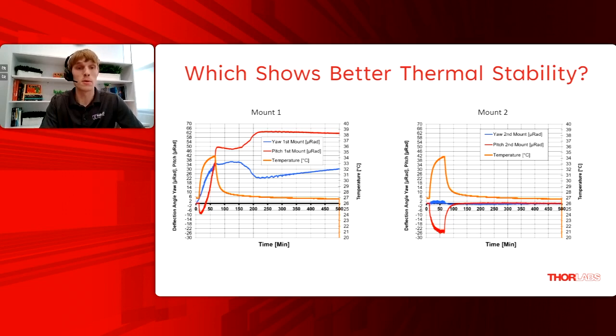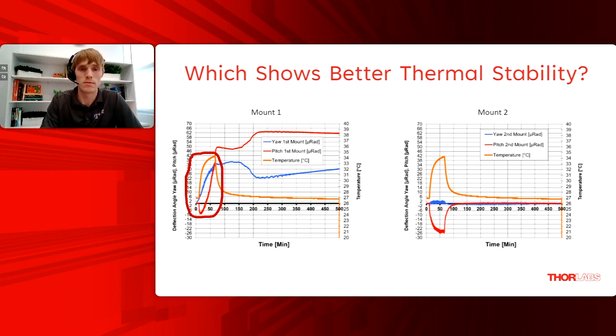Each plot shows a thermal shock or a temperature increase applied to the setup, with temperature shown by the orange lines and values noted on the right-hand y-axis. Over the course of about 1 hour, which you'll see just after the 50-minute mark here. So this first hour circled on the Mount 1.